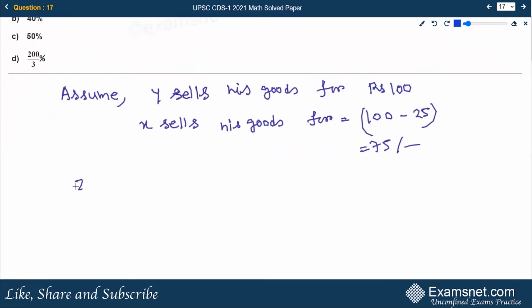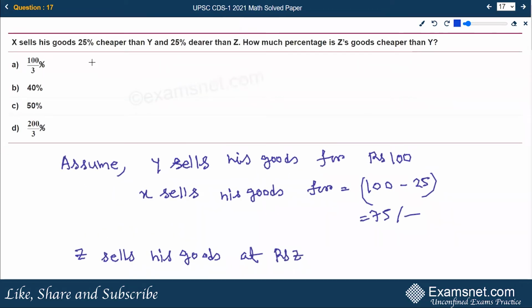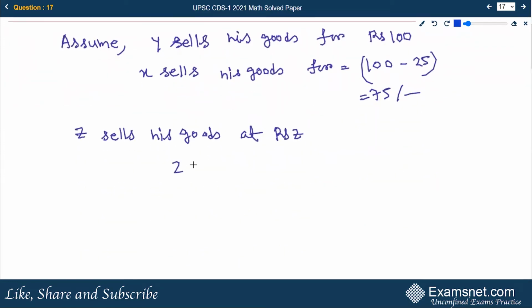Now Z sells his good at, let's say, rupees Z. So X sells his goods 25% dearer than Z. Okay, that means that is Z plus 25% of Z. That will be the value for X's goods. So that is 75. Okay, so let's solve it. We will get the value for Z, that is 1.25 Z equals 75.